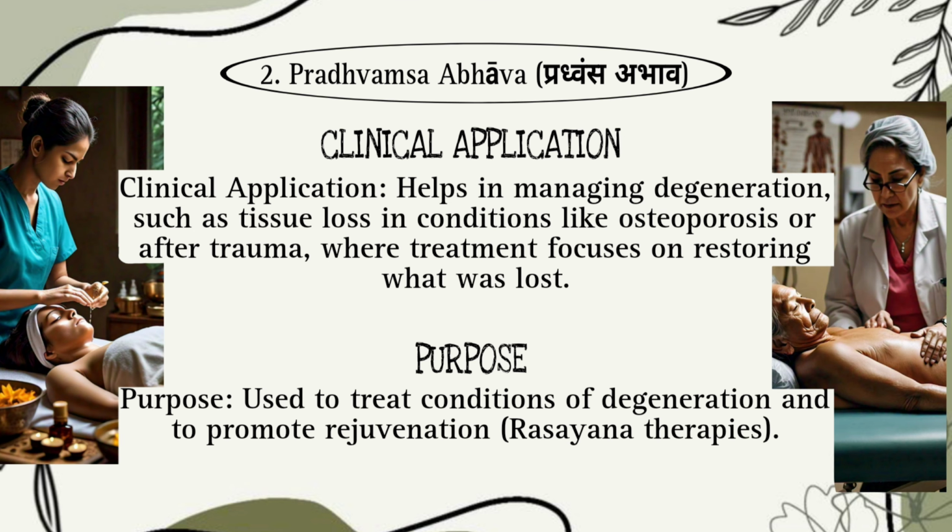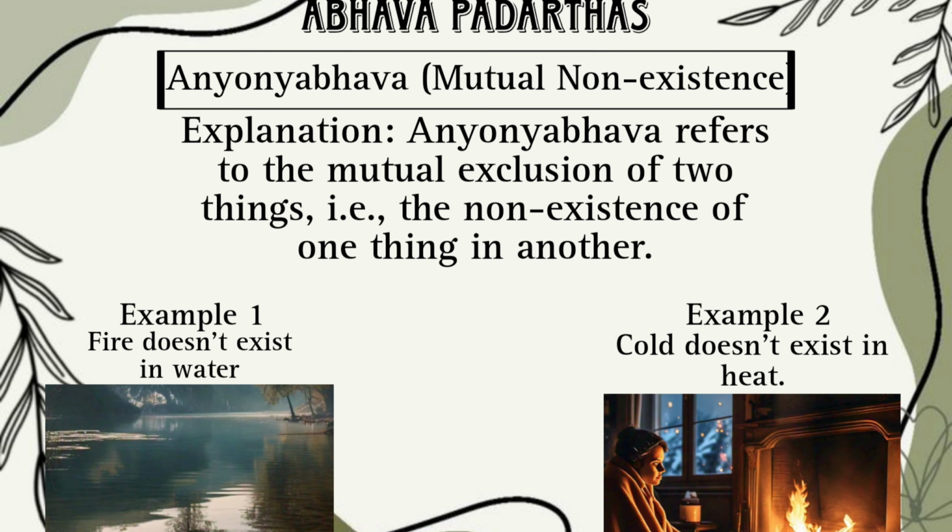Clinical application: it helps in managing degeneration such as tissue loss in conditions like osteoporosis or after trauma, where treatment focuses on restoring what was lost. Purpose: used to treat conditions of degeneration and to promote rejuvenation, that is, rasayana therapies. Next is Anyona Bhava, that is, mutual non existence. Explanation: Anyona Bhava refers to the mutual exclusion of two things.